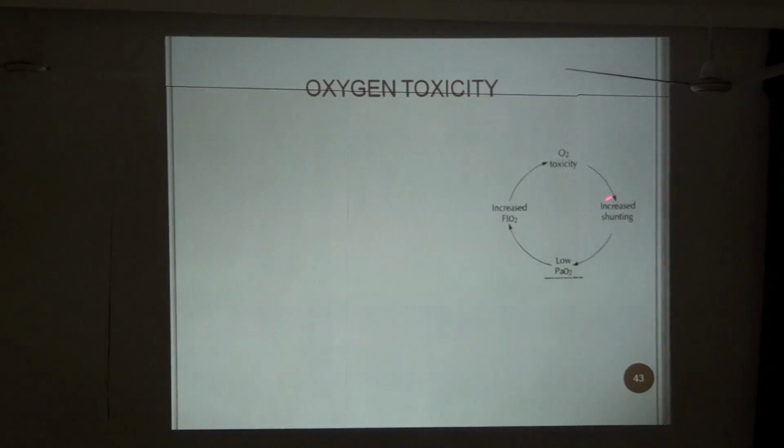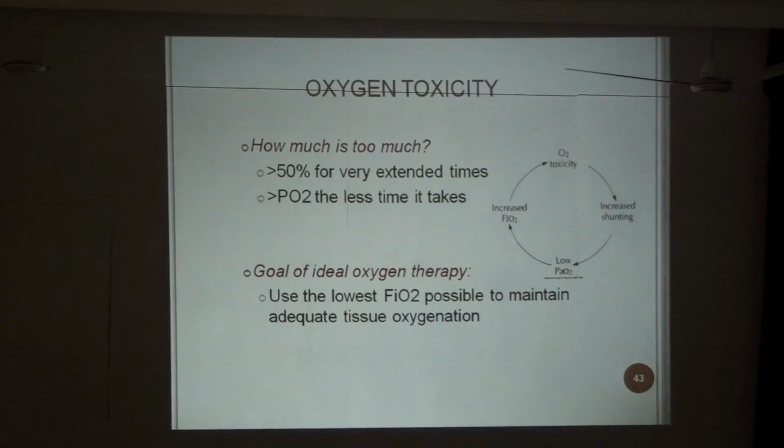There is oxygen toxicity, there is increased shunting, PO2 gets lower, we feel more oxygen is required, we increase the FiO2, the oxygen toxicity increases and this cycle goes on. One has to keep that in mind. And how much is too much? We don't really know. More than 50% possibly for very extended periods, and if the PO2 is very high, then it takes less time to have toxicity features.